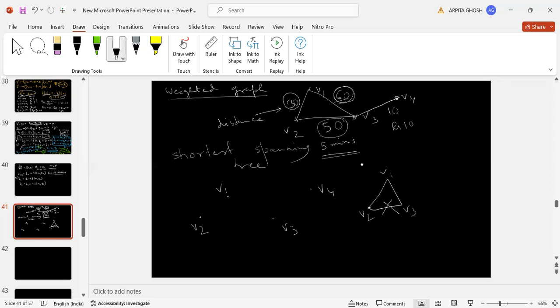If we don't join this edge, then that's a spanning tree. V1, V2, V3. It's an example of a spanning tree. Not spanning tree, it's an example of a tree. Then we join this with V4. That is an example of spanning tree. Spanning tree means it should be a tree and all the vertices should be present, and no circuit should form anywhere.